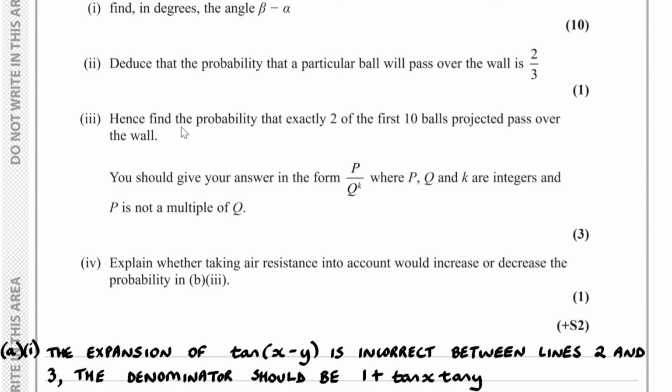For the third part, hence find the probability that exactly 2 of the first 10 balls projected pass over the wall. You should give your answer in the form P over Q to the K, where P, Q and K are integers and P is not a multiple of Q.